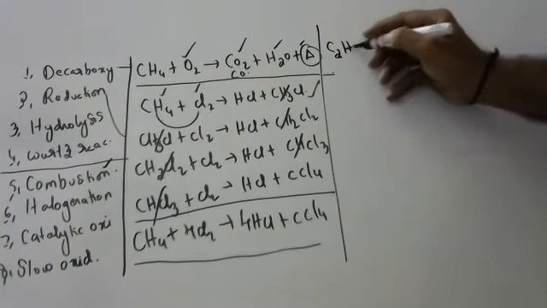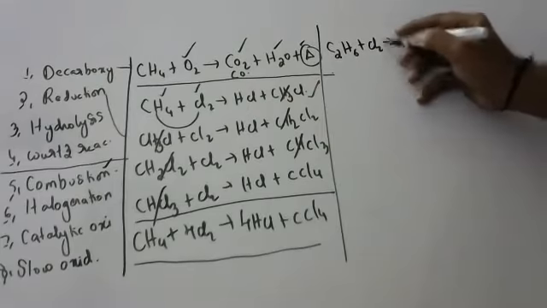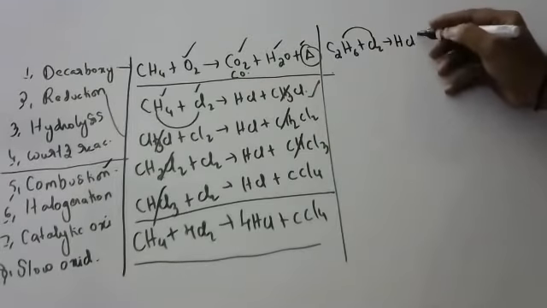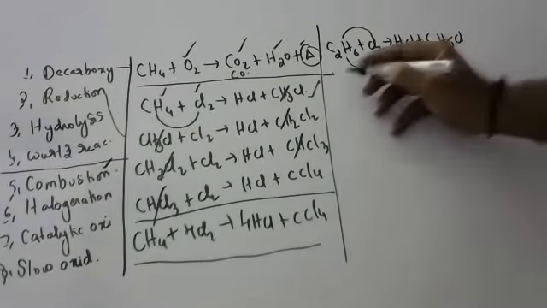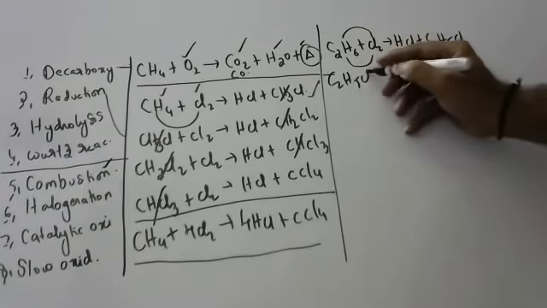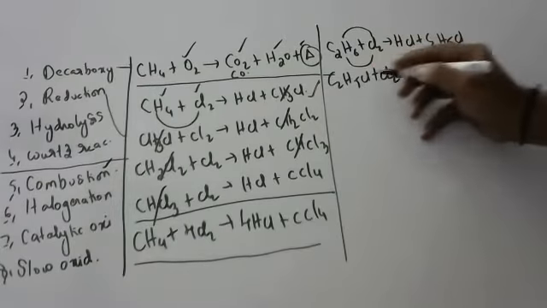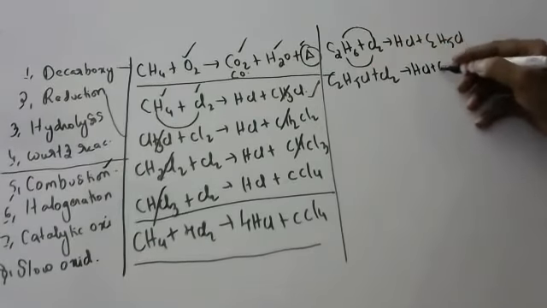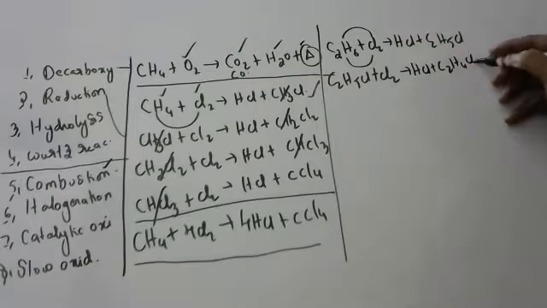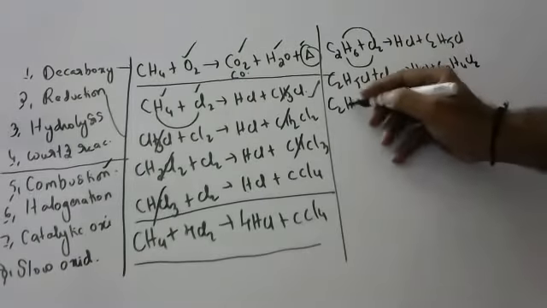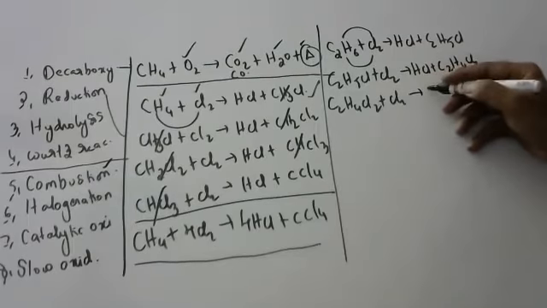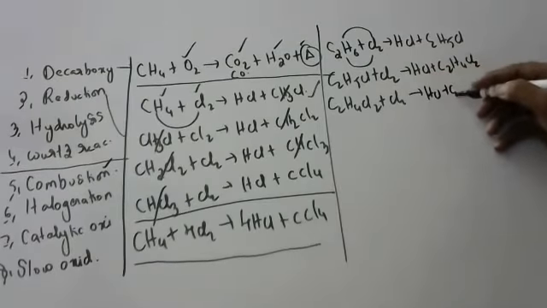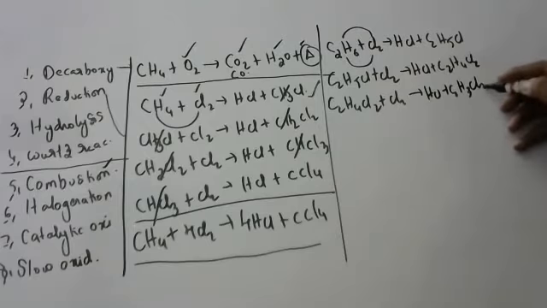Suppose C2H6 is there plus Cl2. One H, one Cl goes out as HCl. What is left over, girls? C2H5Cl. Take C2H5Cl again and add chlorine. One H, one Cl will go out, and what is left over? C2H4Cl2. Take C2H4Cl2 and add Cl2 again. One H, one Cl goes out as HCl. What is left over? C2H3Cl3.